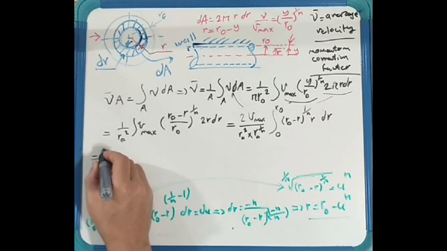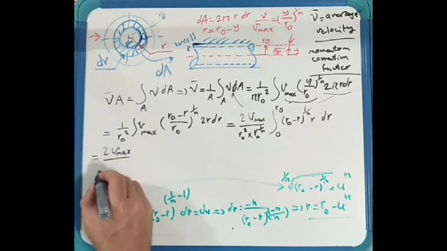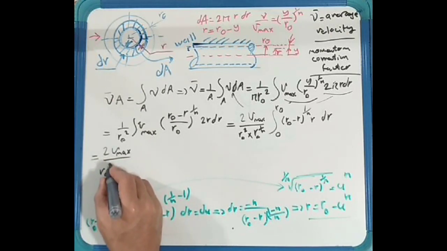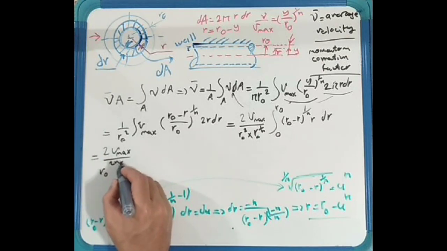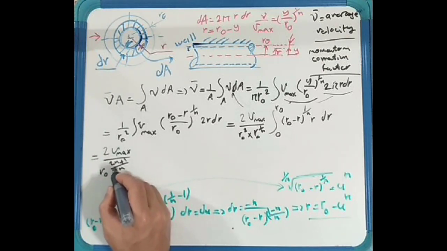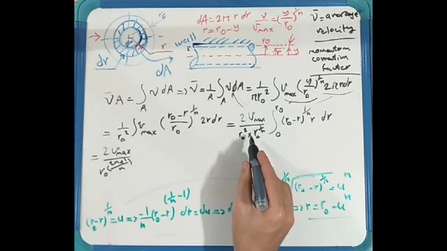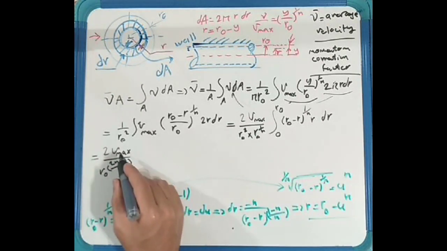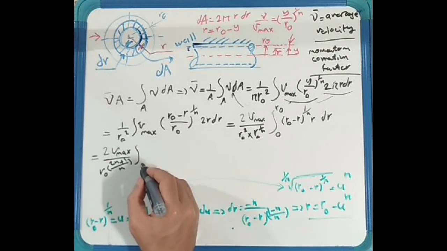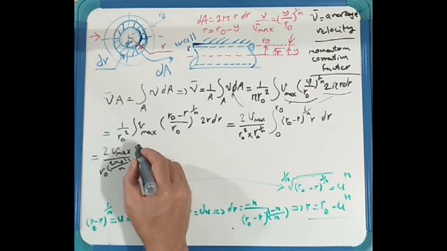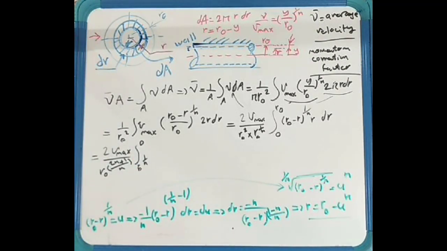This is equal to V max R0 to the power of (2n plus 1) over n. Okay, this is the power of R0. Okay, here these two terms would be like this one, and some of them are the same.